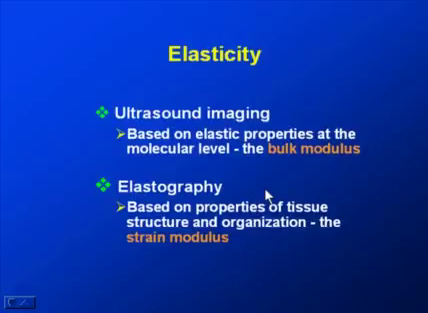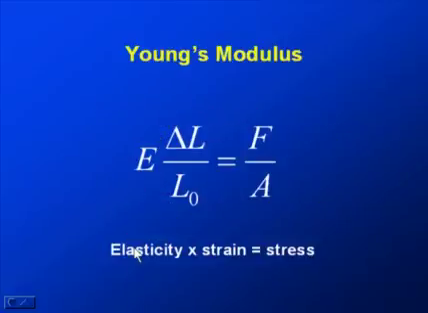And what makes this so interesting, seen from an imager's point of view, is that we have approximately 6 orders of magnitude of variation in the strain modulus over the range of tissue structures that you meet in the human body, versus the bulk modulus, where you're really only looking at changes within 1 or at the most 2 orders of magnitude. So in theory, elastography should have a lot higher level of sensitivity.